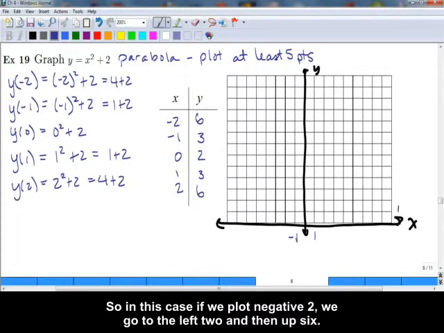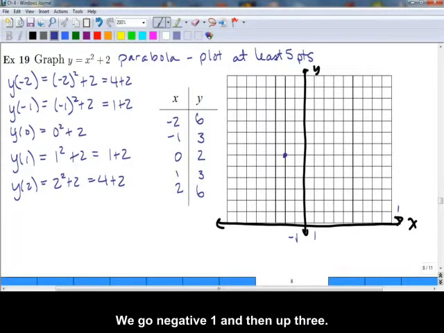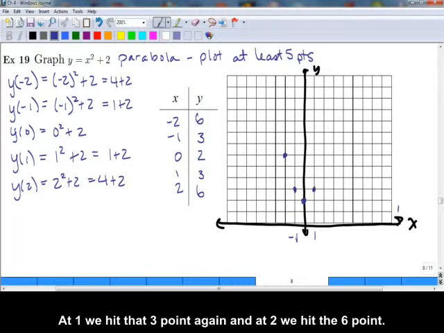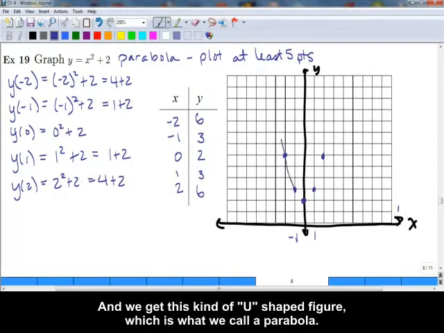So in this case, if we plot -2, we go to the left 2 and then up 6. We go -1 and then up 3. We go at 0, so the axis, we only go up 2. At 1, we hit that 3 point again, and at 2, we hit the 6 point. And we get this kind of U-shaped figure, which is what we call a parabola.